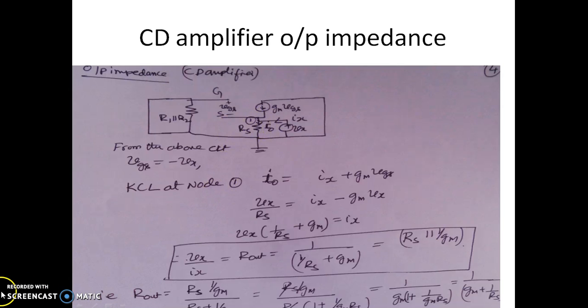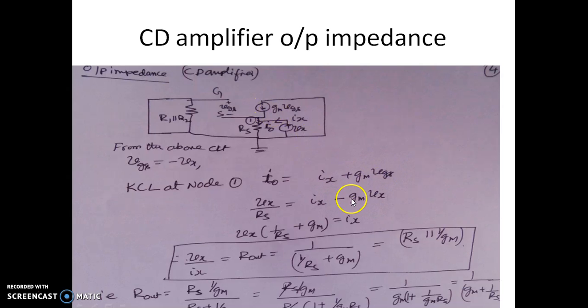Writing the KCL at node 1 here. This is node 1. The current entering the node is Ix, and one more current entering node 1 is gm into VGS. The current that is leaving is this I0. The KCL says that the outgoing current is equal to the sum of the incoming currents. So the outgoing current in node 1 is I0, and the incoming currents are Ix and gm into VGS.